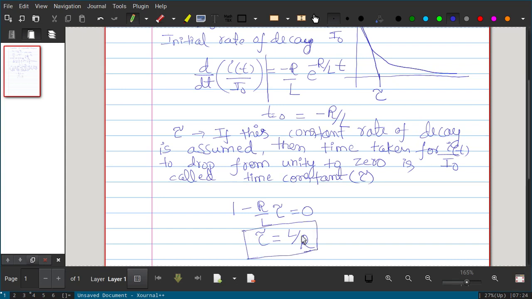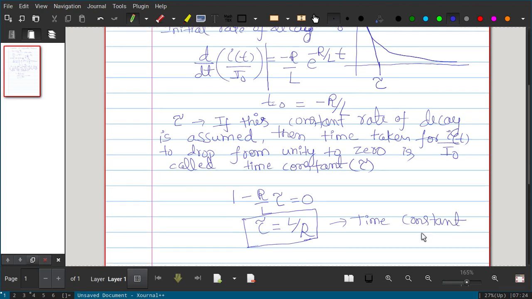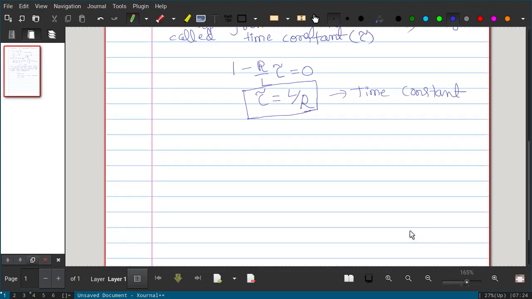It is called time constant. Now what is the significance of this time constant? If we write that at t equal to tau time, what is the I of t divided by I naught?